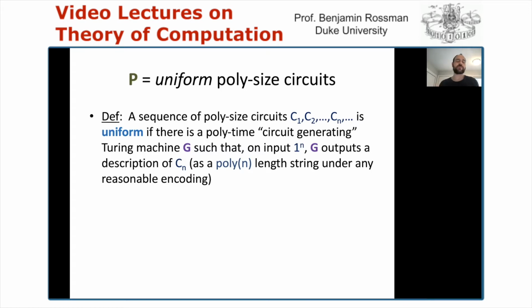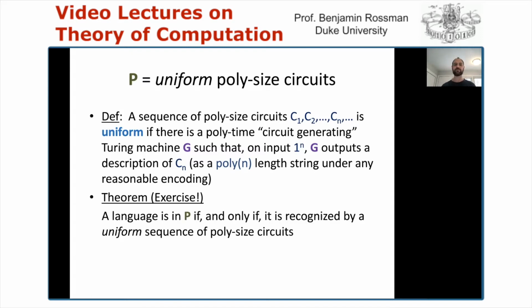So earlier we were saying, in the definition of P/poly, this sequence could be any sequence of circuits. To say that it's uniform means that there's a polytime process which is producing these circuits. Okay, and then the theorem is that a language is in P if and only if it's recognized by a uniform sequence of poly-size circuits.